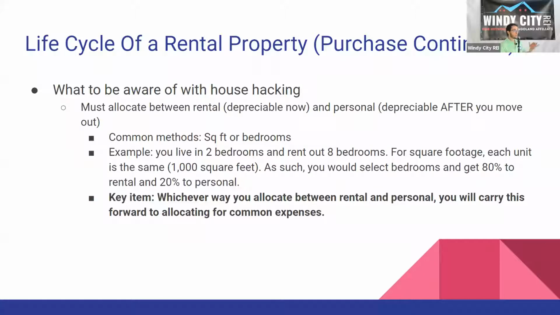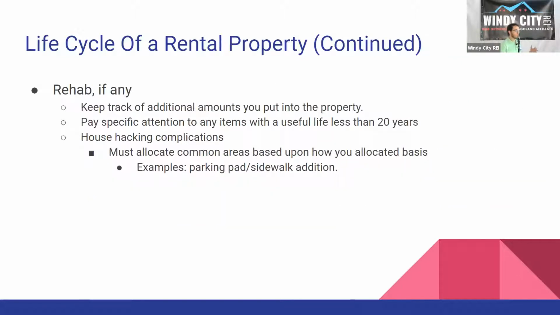The biggest thing to be aware of here is that whatever way you decide to go, whether it's square foot, bedrooms, or any other reasonable way, you have to carry this forward for allocating common expenses, which I'll get to in a minute as part of the monthly work. Then if you have any rehab, keep track of anything that's additional to the property, and pay specific attention to useful life that's less than 20 years. Think furniture and fixtures, appliances, or building improvements. And those are the main things.